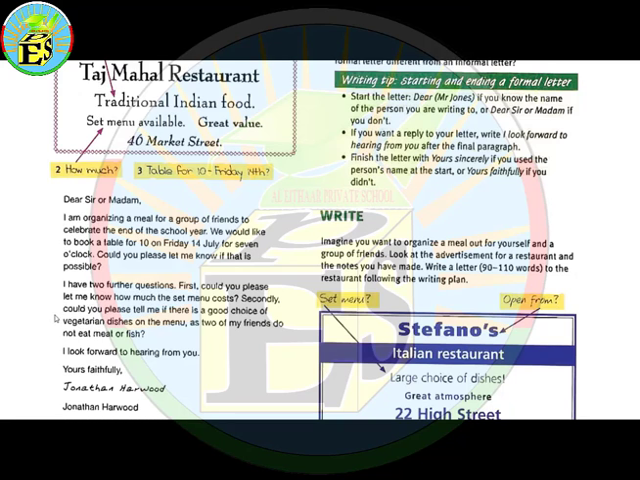So the meaning of vegetarian, if you don't know, is dishes that include only vegetables without any kind of meat. At the end: I look forward to hearing from you. This means that this person is waiting for the response, and at the end of this message or letter, we will say Yours faithfully and then the signature. So the name of the person who sent this message is Jonathan Harwood.